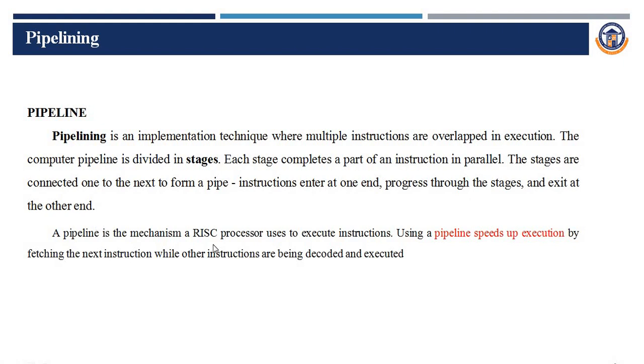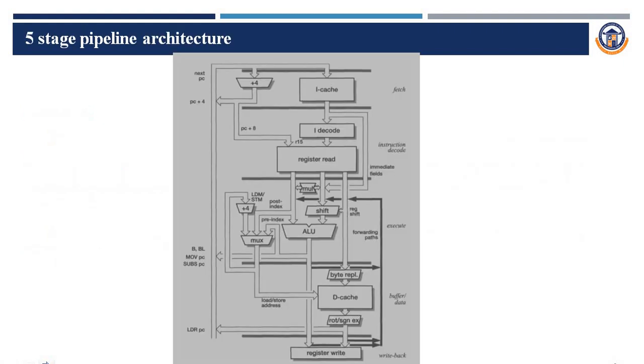What is the use of this pipelining? Pipelining is used to speed up execution by fetching the next instruction while the current instruction is in execution. This is the architecture of the 5-stage pipeline, where we have 5 different stages: fetch, instruction decode, execute, buffer and data, and write back.